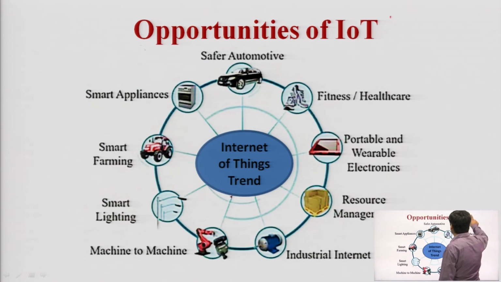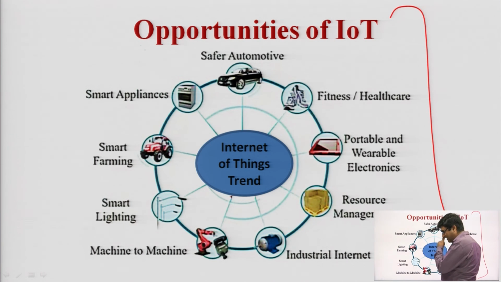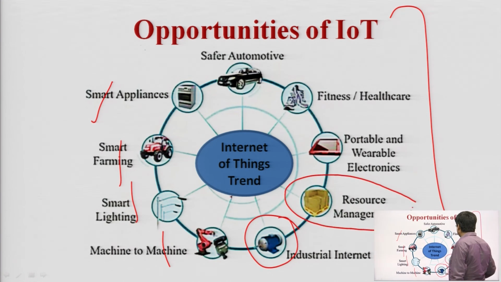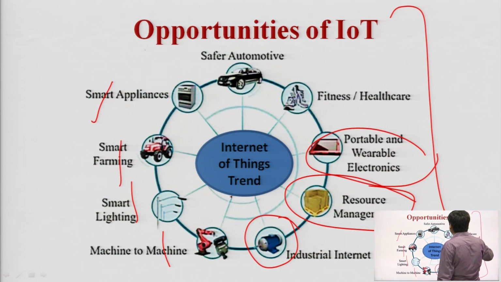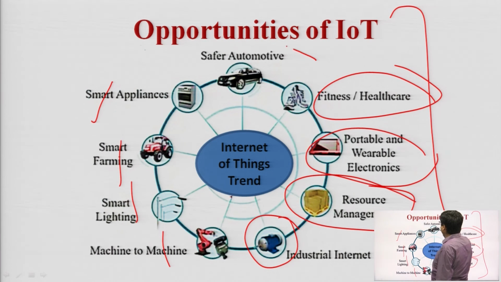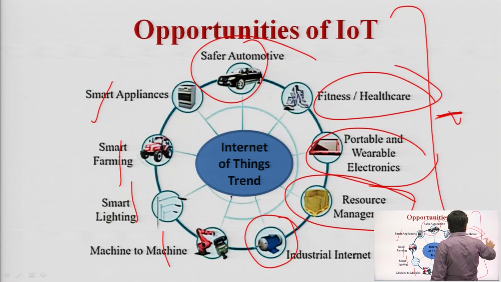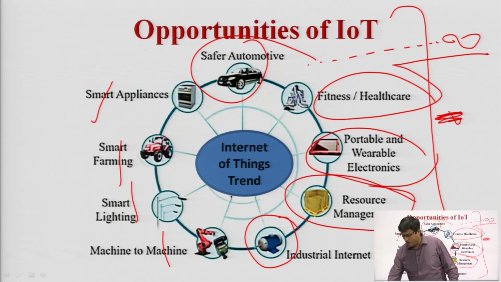So, these are the opportunities of IoT. IoT opportunities means careers in IoT. You can use IoT devices in smart farming, smart lighting, machine to machine communication, industrial internet, resource management, portable and wearable electronics, fitness, healthcare, and safer automation. We are not limited to this only. There are numerous, infinite applications and opportunities of IoT.